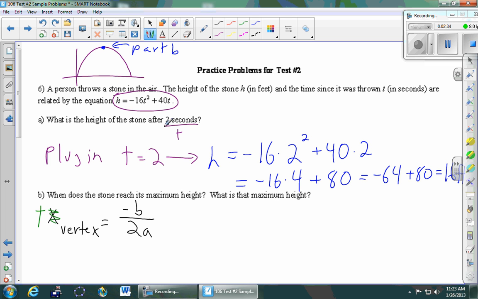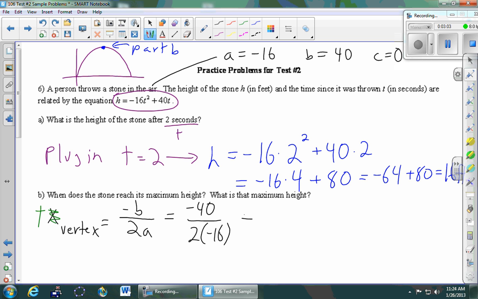So let's plug in. From this equation here, we can see that a is the number in front of t squared, negative 16. b is the number in front of the t, that's a positive 40. c doesn't matter to us, but it is a number. And because I don't see a constant sitting by itself, that number must be 0. So plugging those into our vertex formula, it says negative b, so that's negative 40, divided by 2 times a, 2 times negative 16. So that's negative 40 over negative 32. The negatives cancel. We just get positive 40 over 32.